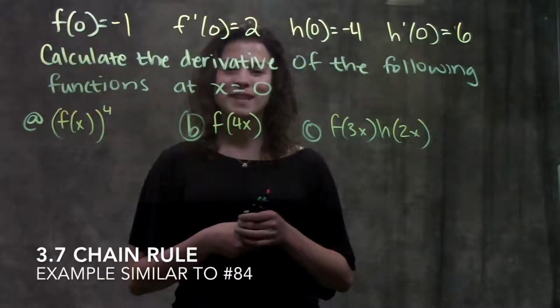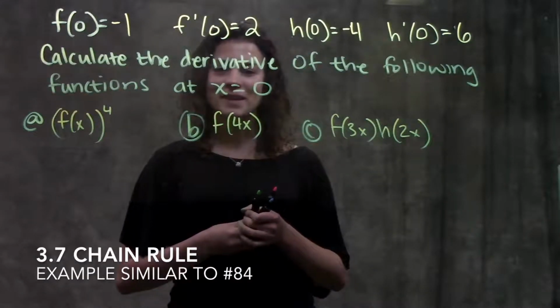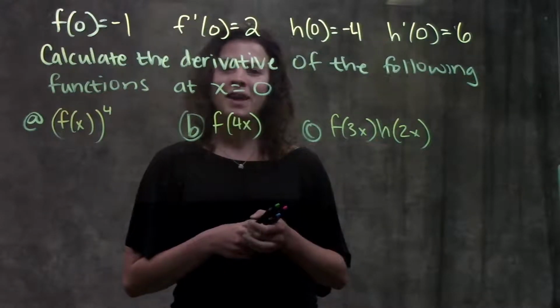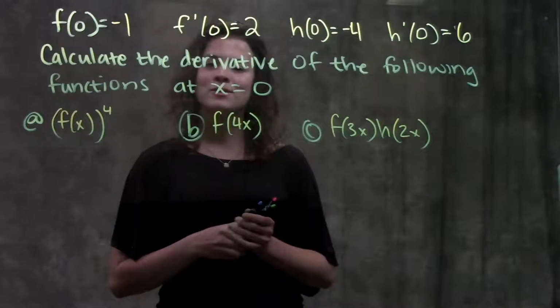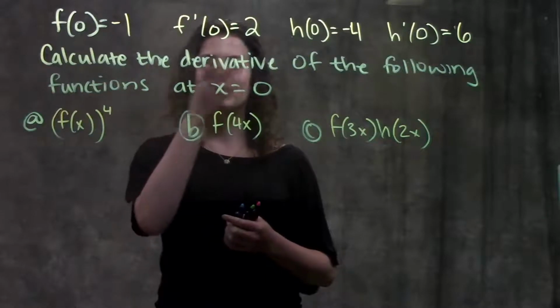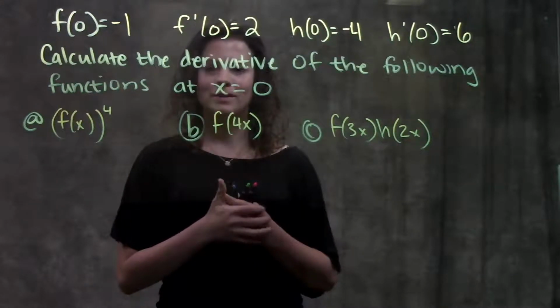This is section 3.7, chain rule. And in this video, we're going to go through an example of a problem that's really similar to number 84 in your book. So this problem asks us to calculate the derivative of each of these parts at the value x equals 0. It gives us all these values of the functions and their derivatives.